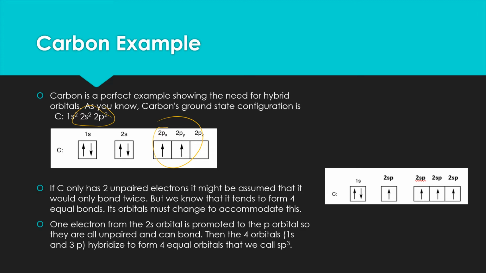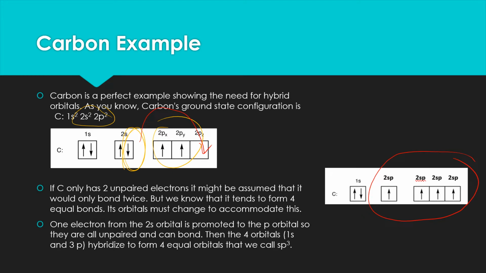So what happens? One electron from our 2s orbital is promoted to the p orbital, so that they're all unpaired electrons, and now they can all bond. So this is now what our electrons look like. And then those 4 orbitals, your s orbital and your 3 p orbitals, hybridize to form 4 equal orbitals, and we call them sp3 hybridized.